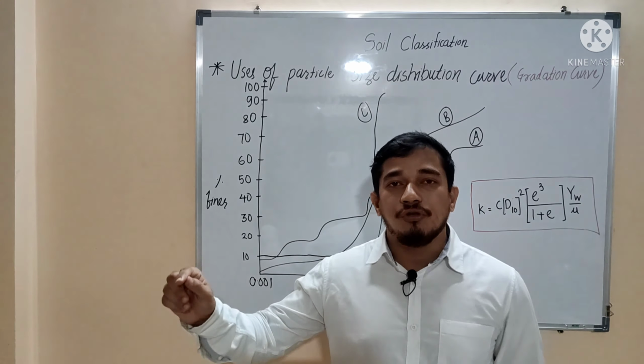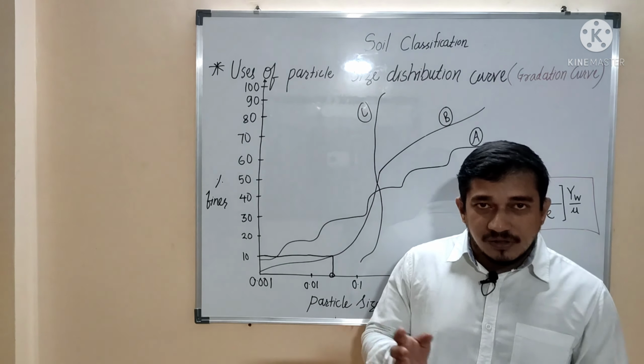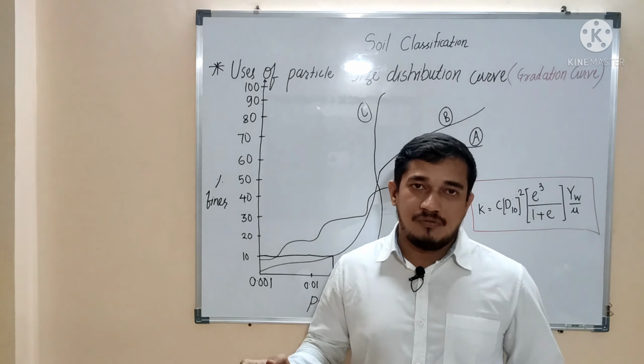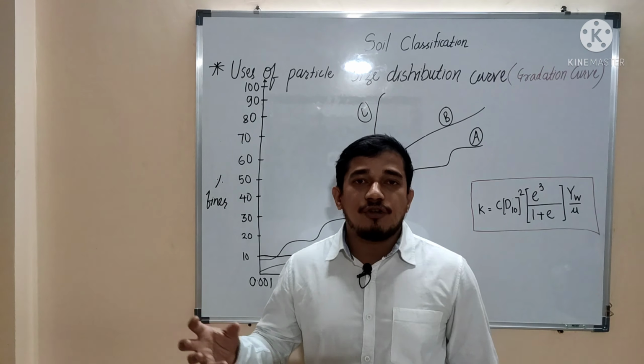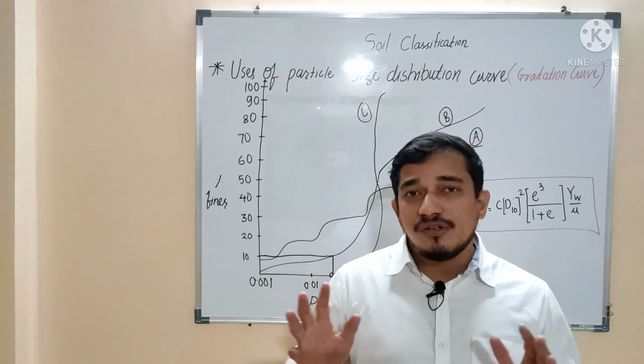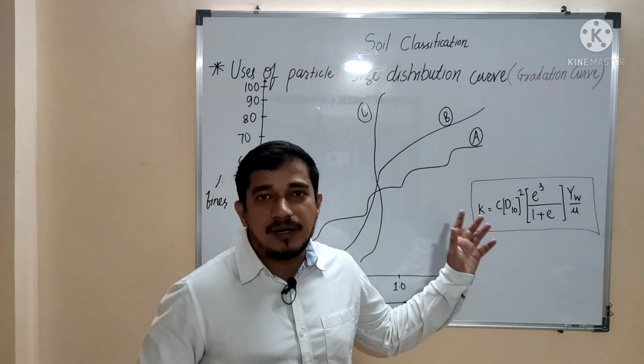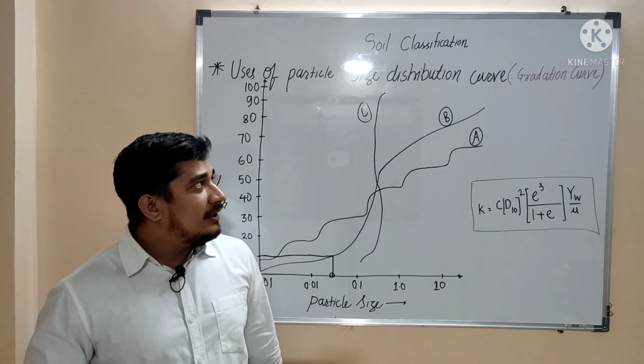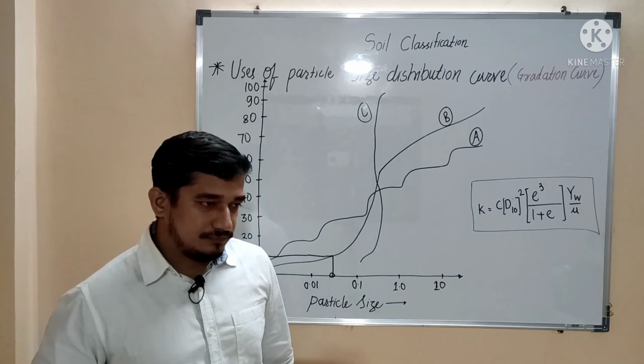But if the curve is smooth, then it indicates that some time has passed, and we can identify the age of that particular soil. So this is all about the uses of this particle size distribution curve. Now we will see what is relative density.